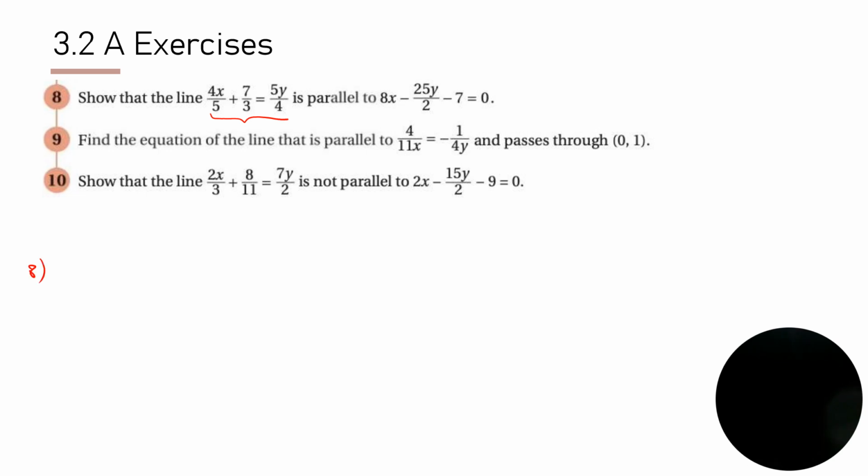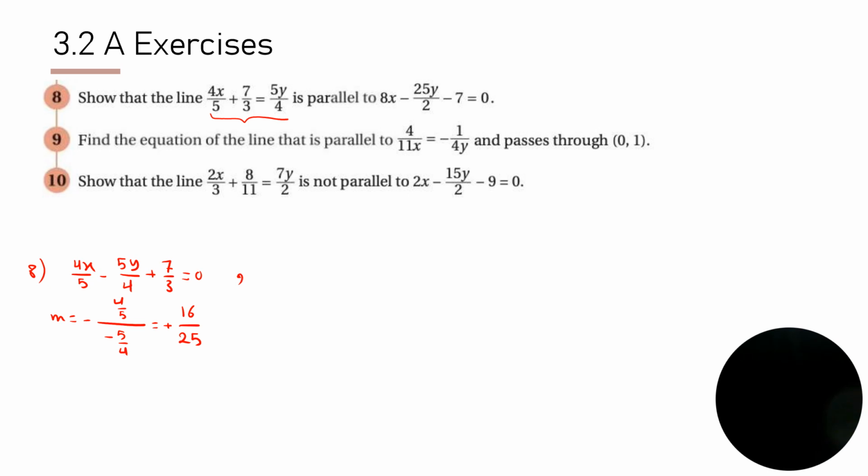So solving question 8. The line would be 4x over 5 minus 5y over 4 plus 7 over 3 equal to 0. Okay, to find the gradient, divide the negative coefficient of x, which is 4 over 5, over negative 5 over 4. You can use the calculator to solve this. The final answer would be 16 over 25.